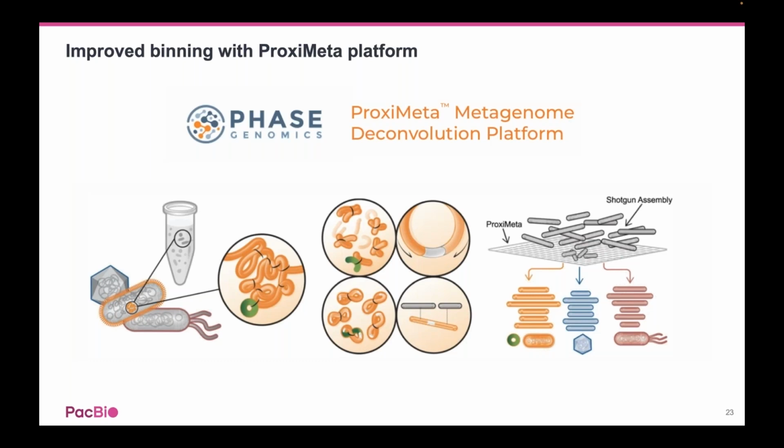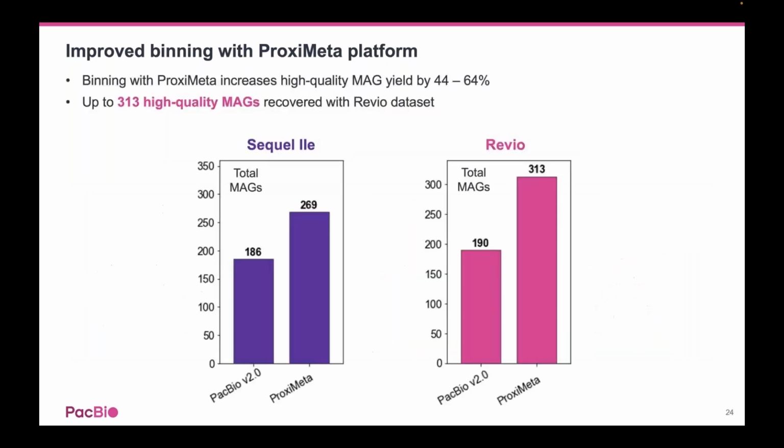And so we worked with Phase to generate library and sequencing for the Zymo sample. And the results were really incredible. So if we look at the Sequel IIe and the Revio dataset separately, with Sequel IIe, I was able to obtain, with best-in-class binning, the HiFi MAG Pipeline, 186 total MAGs. With Proxy Meta, that jumped to 269. And with Revio, I was able to obtain 190. With Proxy Meta, that number was 313.